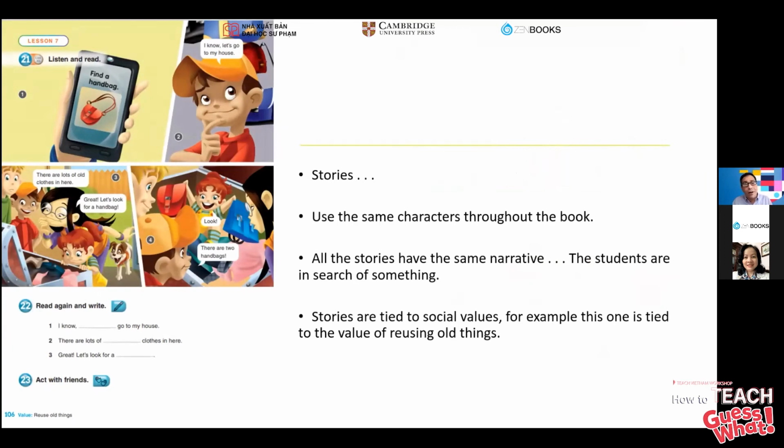because the stories are going to be tied to a social value. And you can see here in lesson 7, down at the bottom, there's a value called reusing old things. We can start with this and either in lesson 7 or make it its own lesson if you care so much about the value, that we're not just learning the story. We have a chance to talk about why is it important to reuse old things? Why is it important to take care of things and make sure they're in good condition and not buy something new all the time?